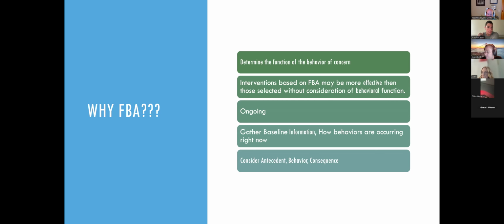It also helps us individualize strategies based on the function rather than just having a one size fits all approach to treatment, which is probably not a good way to go about it. Interventions based on FBA may be more effective than those selected without consideration of behavior function. And like I said before, it's an ongoing process. So we're always analyzing problem behaviors and trying to figure out the function, trying to see how often it's occurring now. As new behaviors emerge or change, functions can change. So this process is never over.